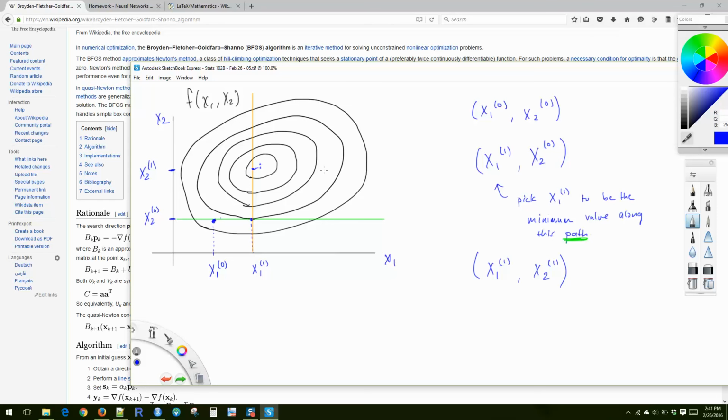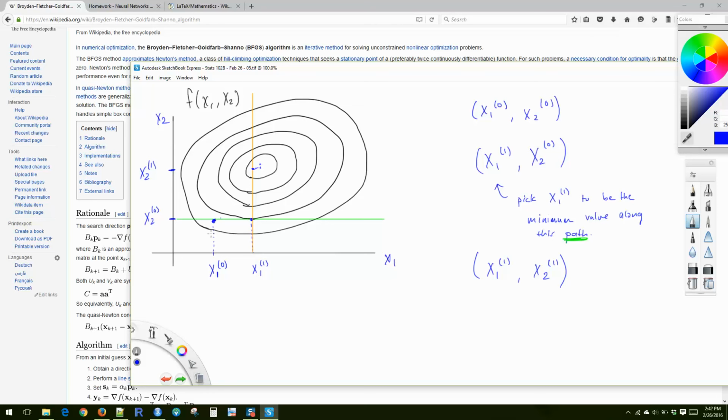But the nice thing about this is that you just have to search along one dimension at a time. So if you have 3 variables, it would start off 0, 0, 0, and then 1, 0, 0, then 1, 1, 0, then 1, 1, 1. Exactly like that. And so you can have a lot of dimensions and do this kind of thing.